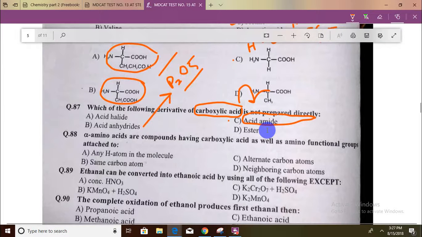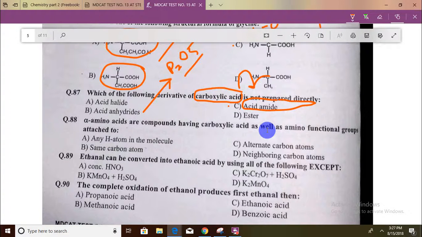Alpha amino acids are compounds having carboxylic acid as well as amino functional groups attached to: any H atom in the molecule, obviously wrong; to the same carbon atom, yes. That is what makes it alpha. So the carbon that is next, adjacent, to the C double bond OH is alpha. The one that is one carbon away is beta, and then it's gamma and so on. You need to remember how this works.